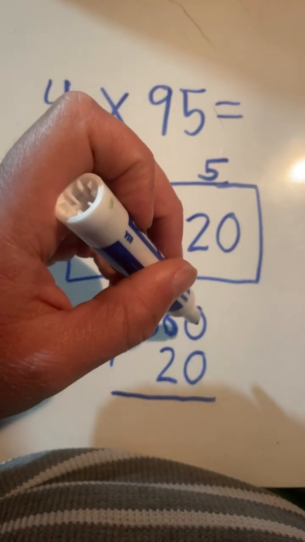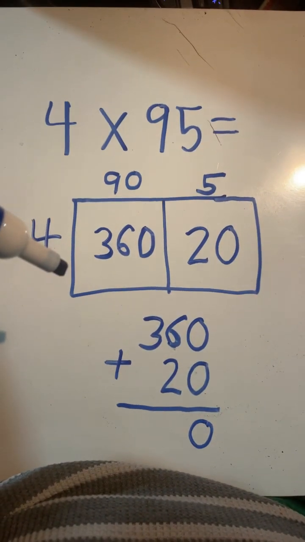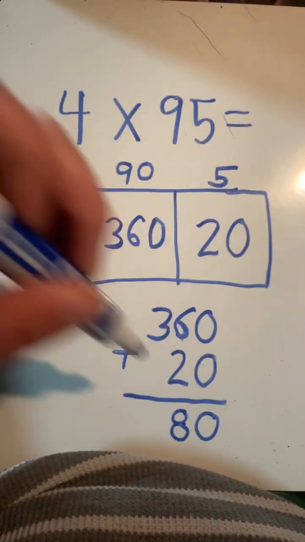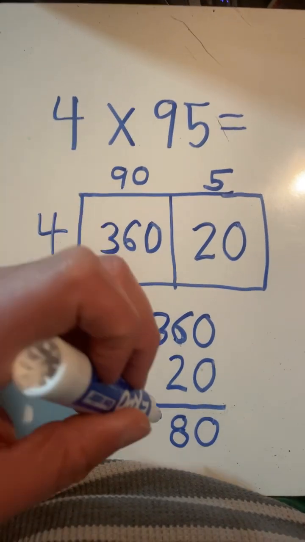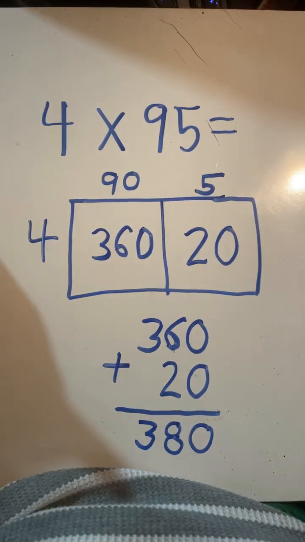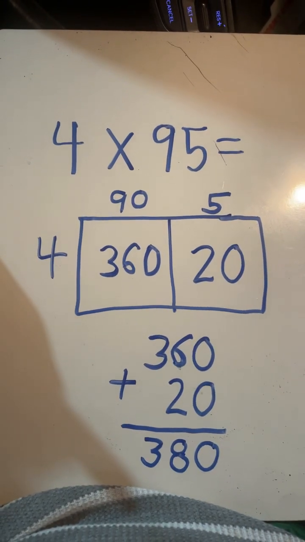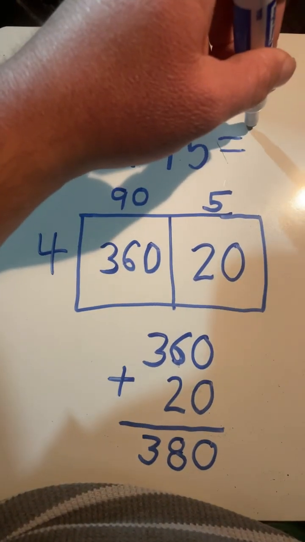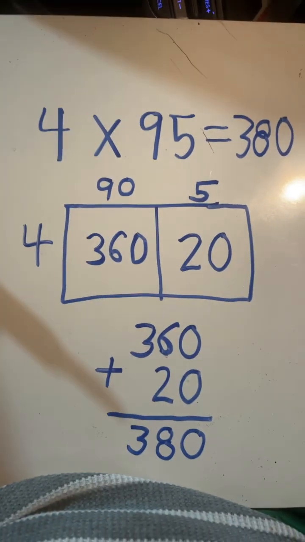All right. 0 plus 0 equals 0. 6 plus 2 equals 8. And 3 plus 0 equals 3. So we have our final answer. 4 times 95 equals 380.